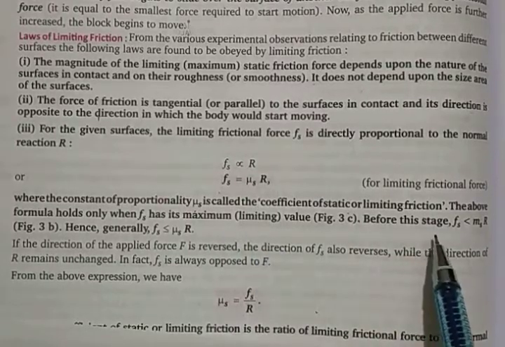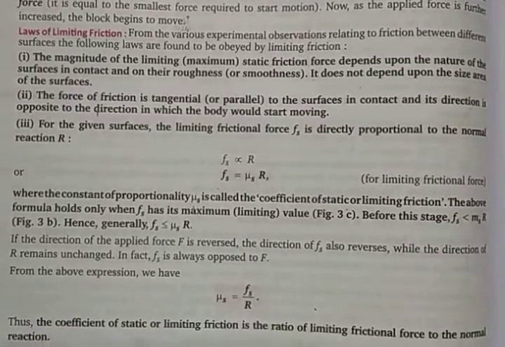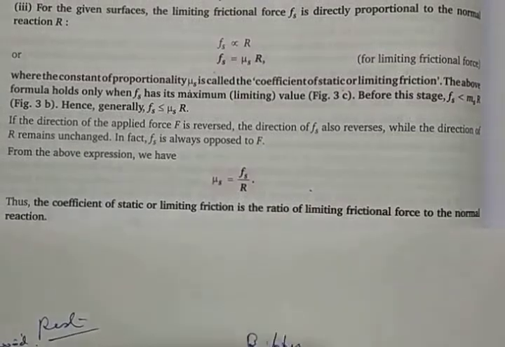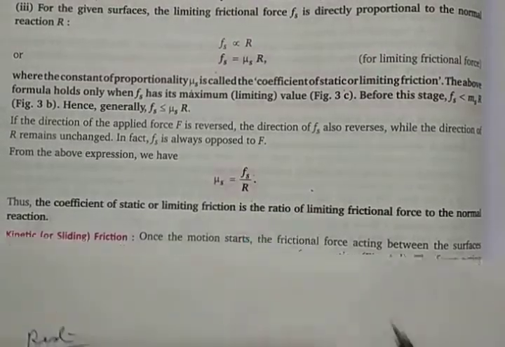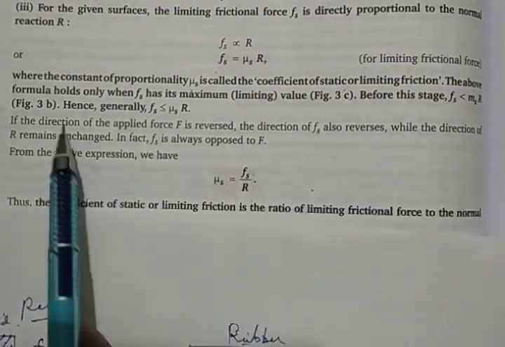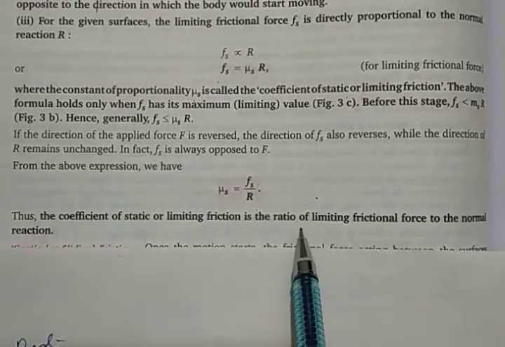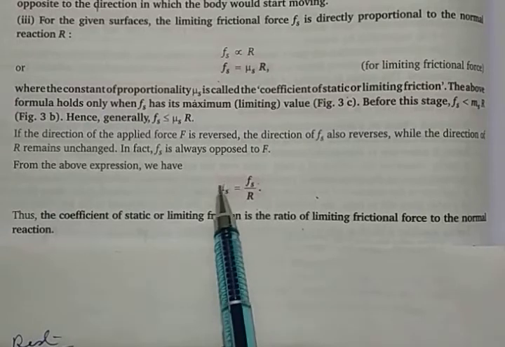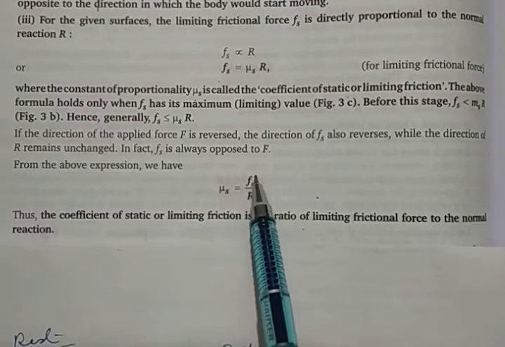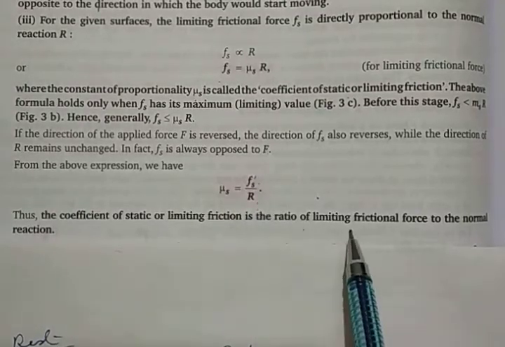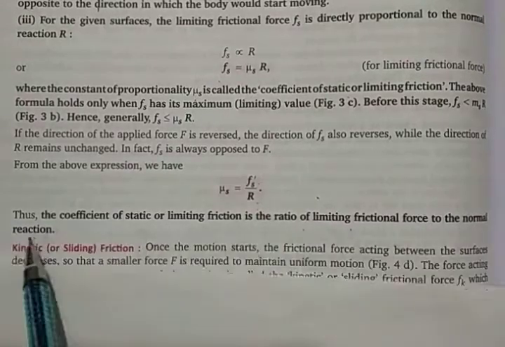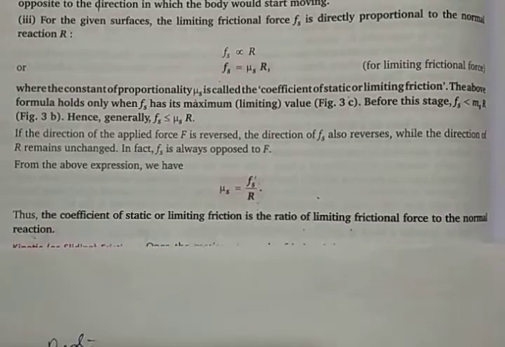It is there. Okay. So we already saw this one. Mu s is equal to Fs upon R. I already have written that one and shown. It says the coefficient of static friction or limiting friction is the ratio of the limiting frictional force to the normal reaction. Okay. This is the first one.